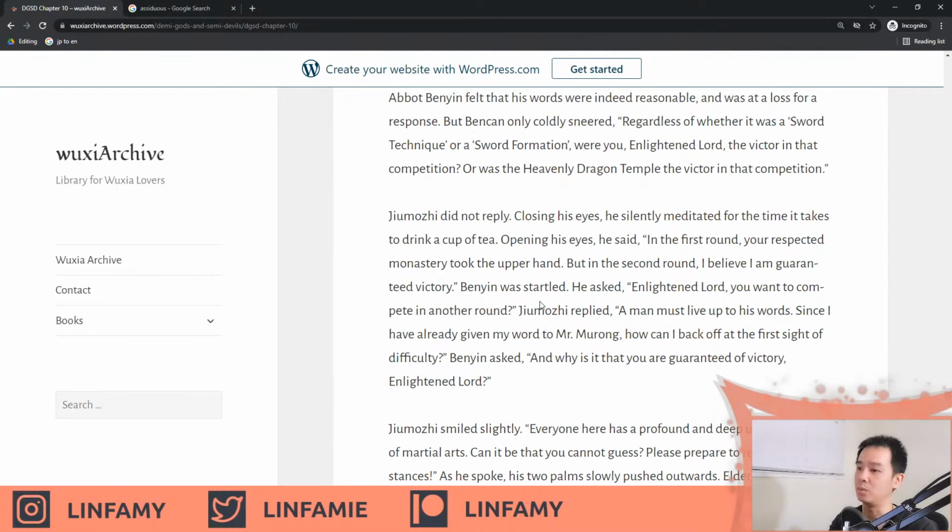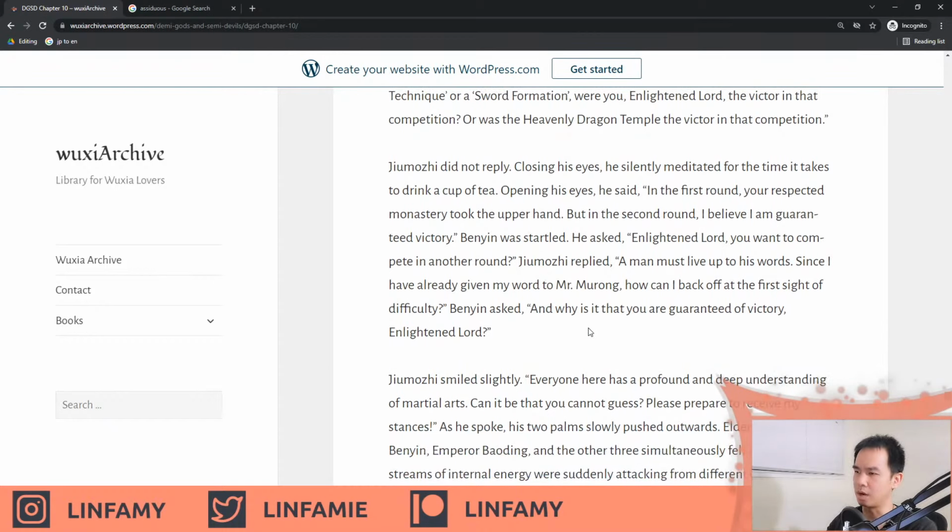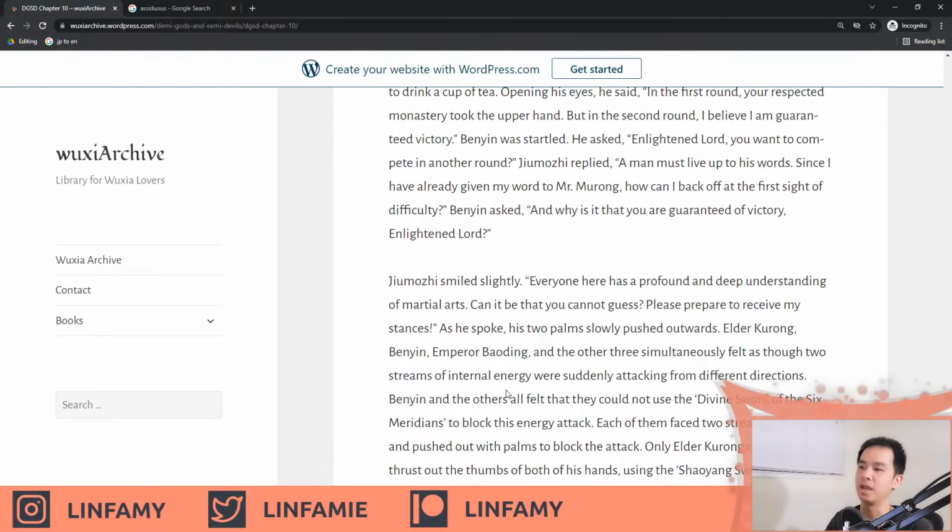Since I have already given my word to Mr. Murong, how can I back off at the first sight of difficulty? Bunyin asked, And why is it that you are guaranteed a victory, enlightened lord? Jiumozi smiled slightly. Everyone here has a profound and deep understanding of martial arts. Can it be that you cannot guess? Please prepare to receive my stances.